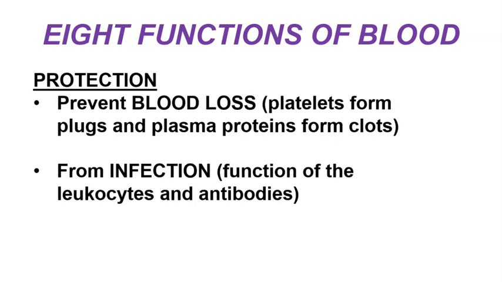And finally, we have the protective functions of blood. Blood contains several elements that serve in the protective function or capacity. The first is that the blood helps to reduce blood loss during hemorrhaging because of the presence of things like platelets and plasma proteins that form plugs or blood clots to seal breaks in blood vessels when they do occur.